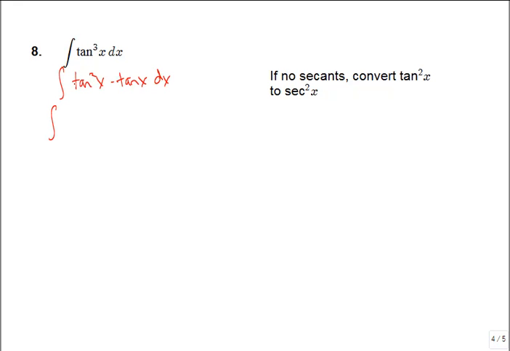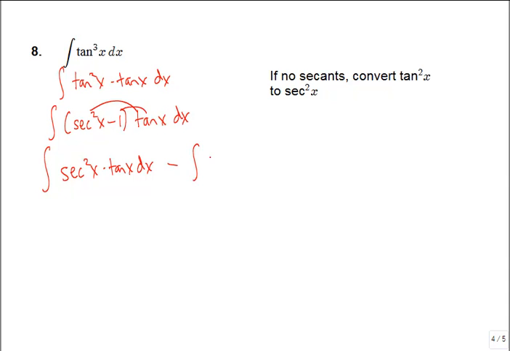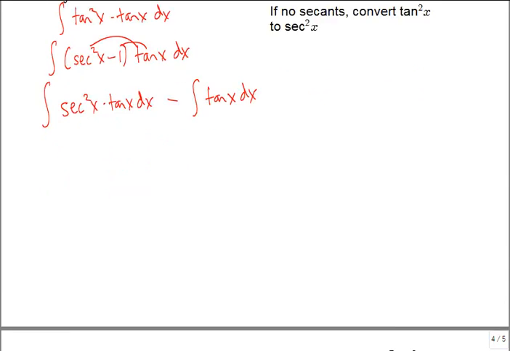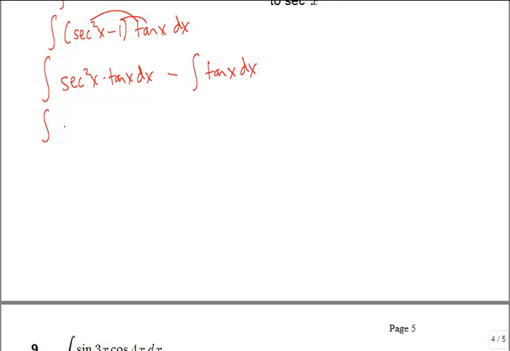And the tangent squared is going to become a secant squared x minus 1 using that Pythagorean identity. And then I'm just going to distribute these across and break it up into two integrals. So I'll get secant squared x times tangent of x dx minus 1 times tangent of x dx. Now I'm going to rewrite this just a little bit so it's a little easier to see. This is like tangent of x times secant squared x dx. I didn't really do anything but switch the order around.